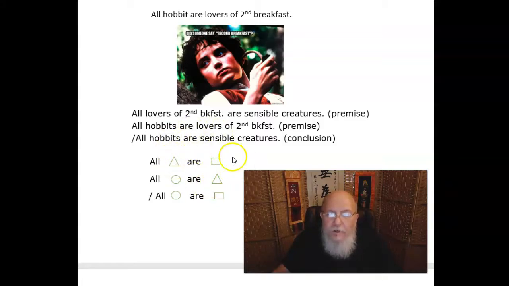All dogs are mammals. All whales are mammals. All orcas are whales, so all orcas are mammals, or whatever we wanted, because what's important is the form of the argument.